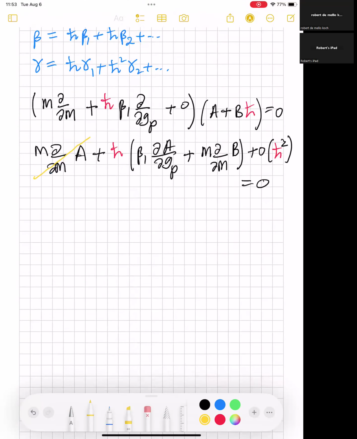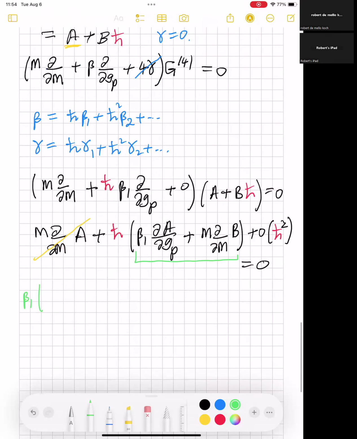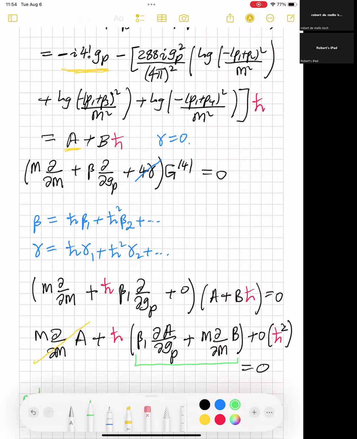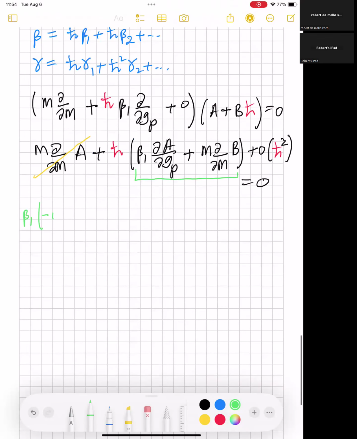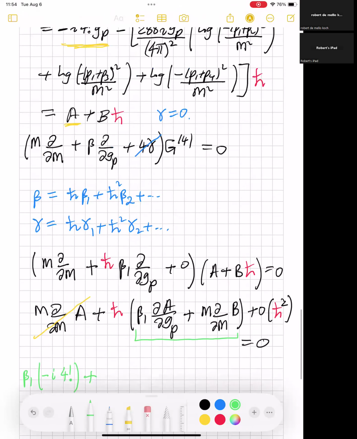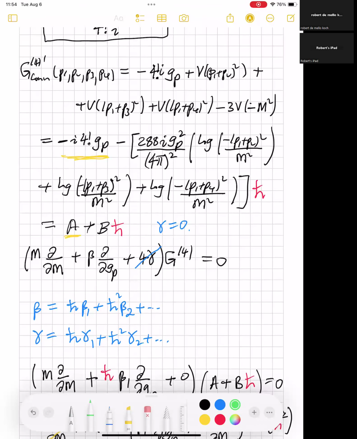So now we're looking at, let's say, this piece over here. What does this give? Well, we've got β1, and the derivative of A with respect to GP is just minus i 4 factorial. So we'll have minus i 4 factorial. Great. And then we'll have plus M d/dM acting on the B. So let's see what M d/dM acting on the B is. So we have to take M d/dM of this quantity over here. So what is B? B is this thing sitting over here, okay?